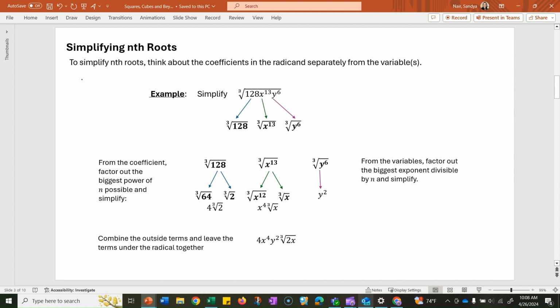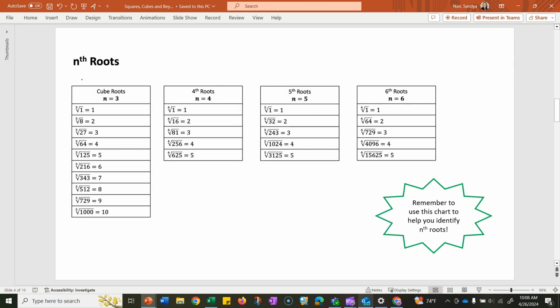When we have y to the 6th, well, 6 is already divisible by 3, so we just go ahead and do 6 divided by 3, which gives us y squared. So final step, once again, we combine all the outside terms. So we have 4x to the 4th y squared, and then we have the cube root of 2x. Okay, so remember, if you're having trouble identifying nth roots and even square roots, all of that is given to you in that nth roots and square roots chart.